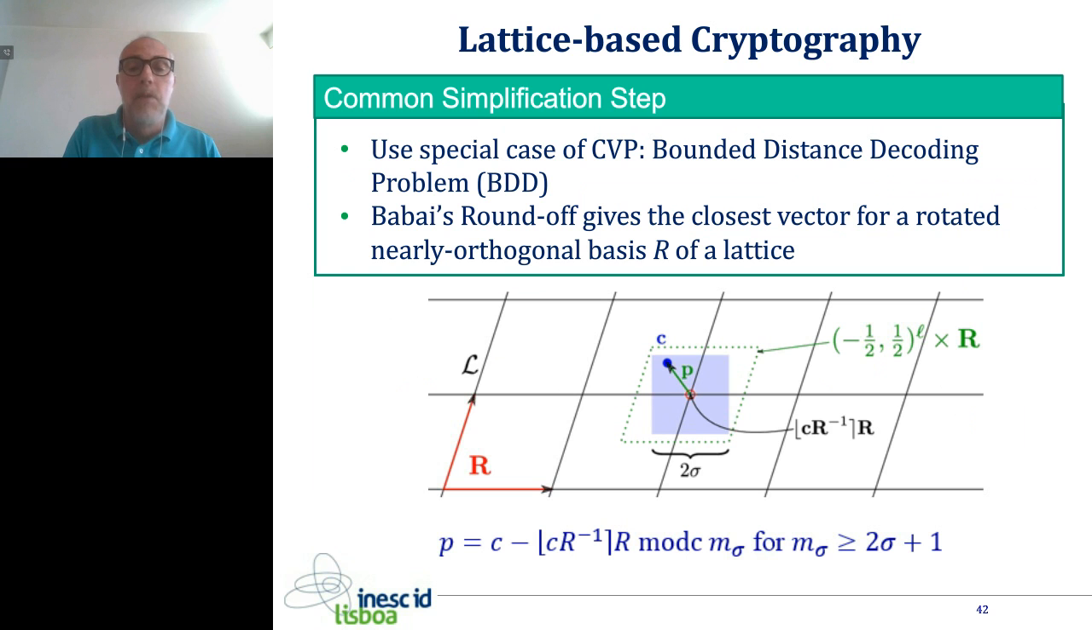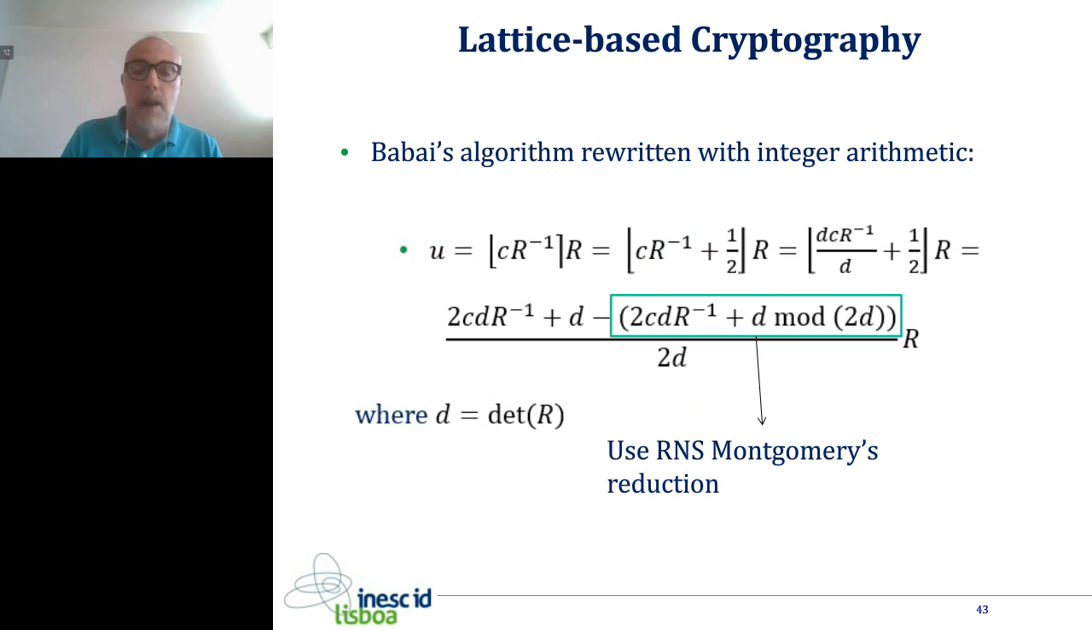This type of algorithm uses a special case of the closest vector problem. So it is a bounded distance decoding problem. You have the algorithm here, but at the end, you have to compute these equations. And it's interesting because if you look at the right side of the numerator of this expression, you see that you are calculating the remainder of the division of the left part by the denominator 2D. And 2D is the determinant of the matrix.